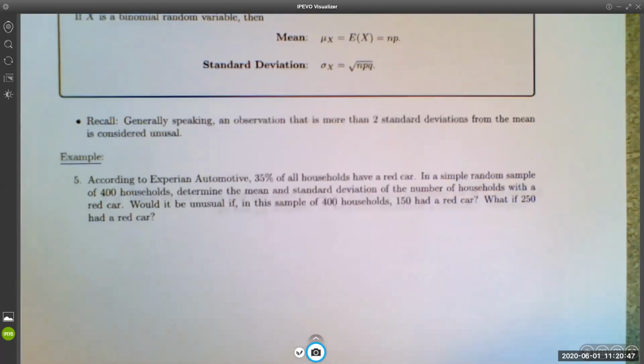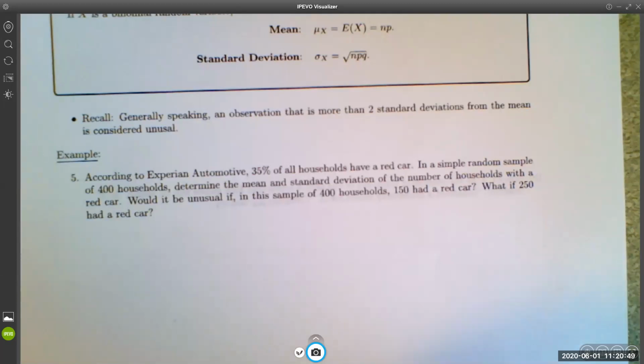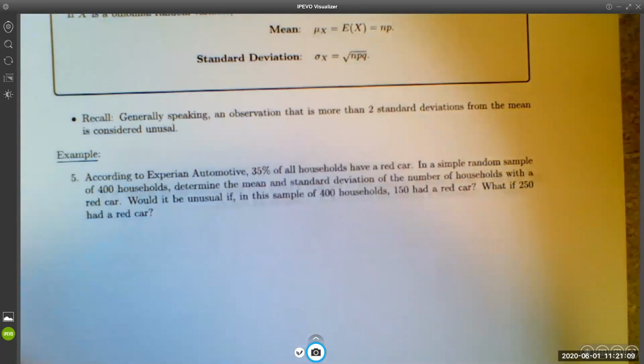So number 5 here says, according to Experian Automotive, 35% of all households have a red car. In a simple random sample of 400 households, determine the mean and standard deviation of the number of households with a red car. Would it be unusual if in this sample of 400 households, 150 had a red car? What if 250 had a red car? Okay, let's answer the first thing first.